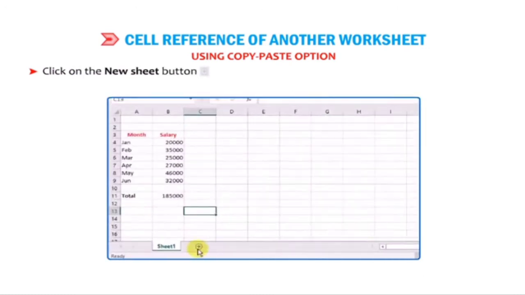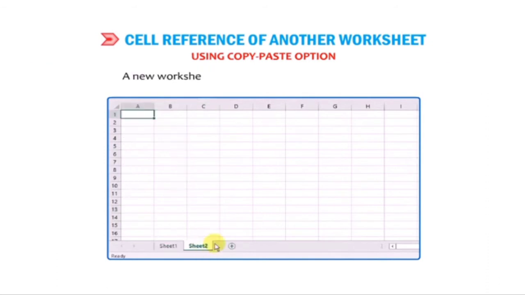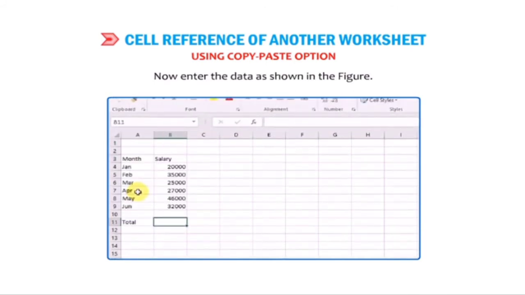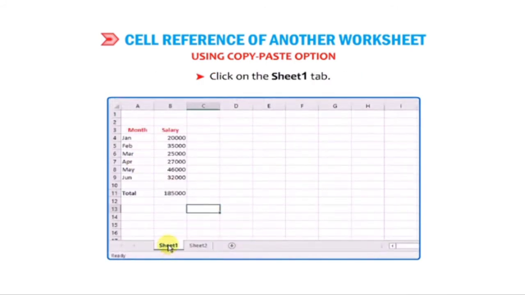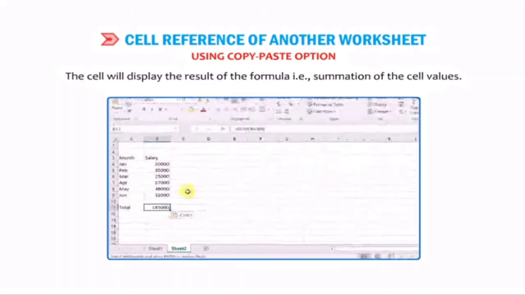Click on the New Sheet button present to the right of the Sheet 1 tab at the bottom of the screen. A new worksheet with the name Sheet 2 will be added. Now enter the data as shown in the figure. Click on the Sheet 1 tab. Now click on the cell B11 where the sum function is used. Copy the formula using Ctrl+C. Click on the Sheet 2 tab. Click on the cell B11. Now, paste the formula using Ctrl+V. The cell will display the result of the formula, that is, the summation of cell values.